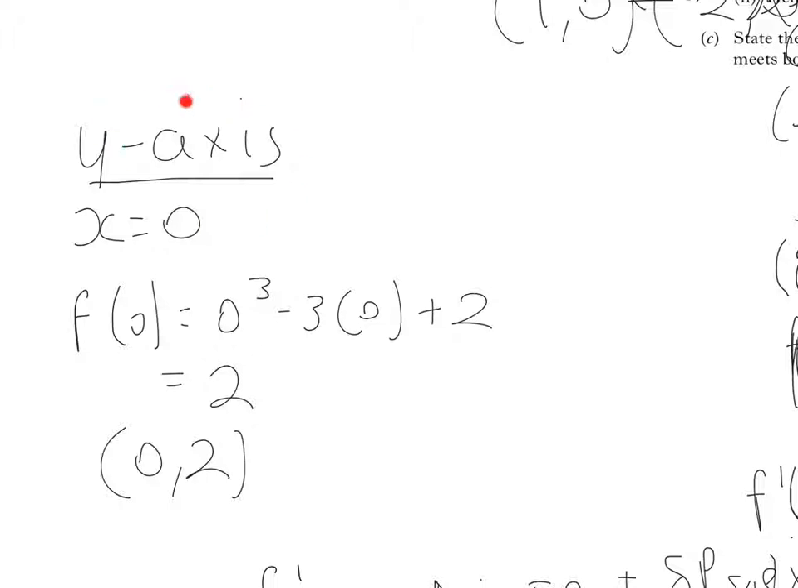Now I'm checking the y-axis. I make x equal to 0, sub in 0. f of 0 equals 0 cubed minus 3 lots of 0 plus 2, which is 2, and the point is 0, 2. I could also have made that substitution into the factorised function. That would have been fine as well. I'd get the same result of 2.